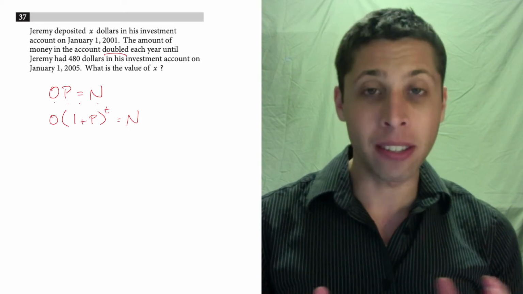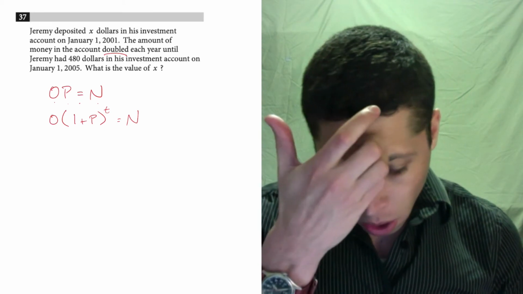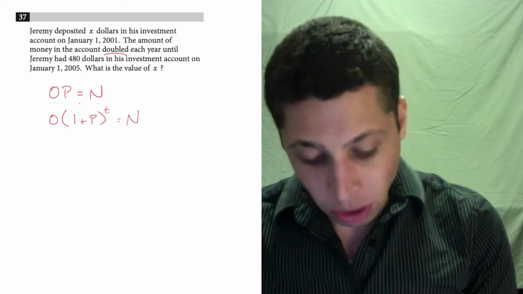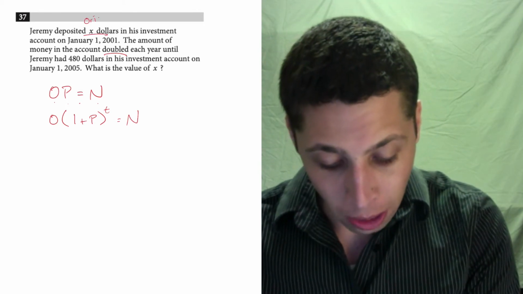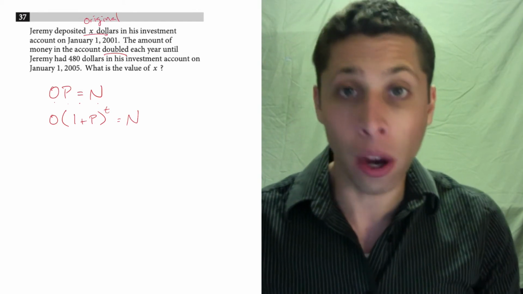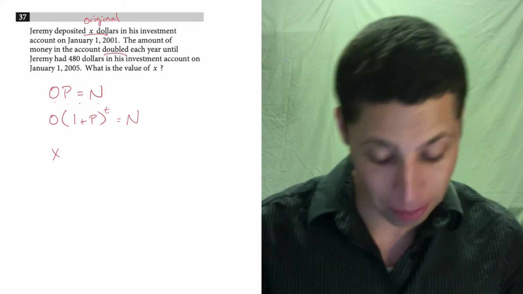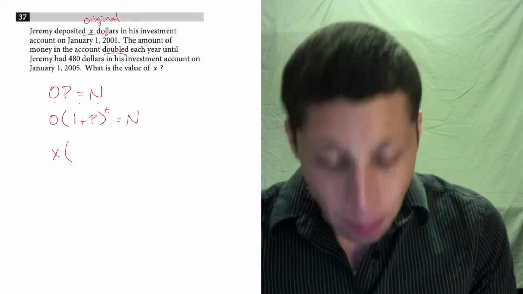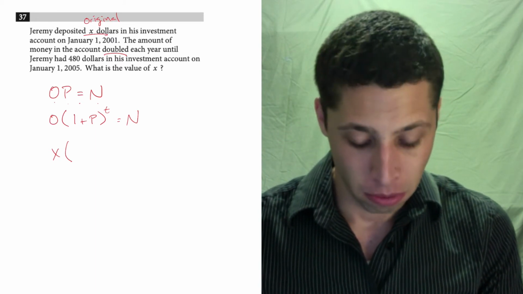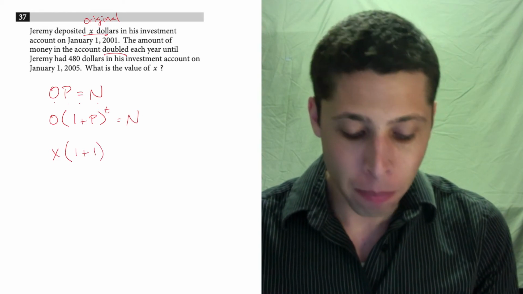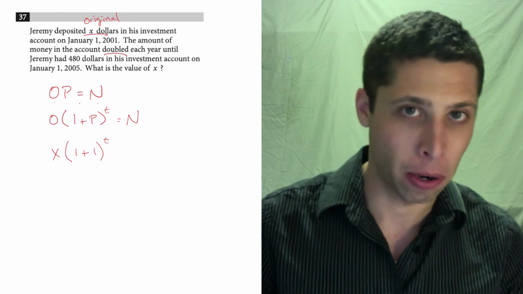So all of these pieces need to have, hopefully, some numbers. So the initial investment is X dollars. So the original amount, we don't know. So I'm going to put X in for my O, my original amount. The percentage is a little weird. So when they say that it doubles, we're going to basically end up with a 2 in that parentheses part.